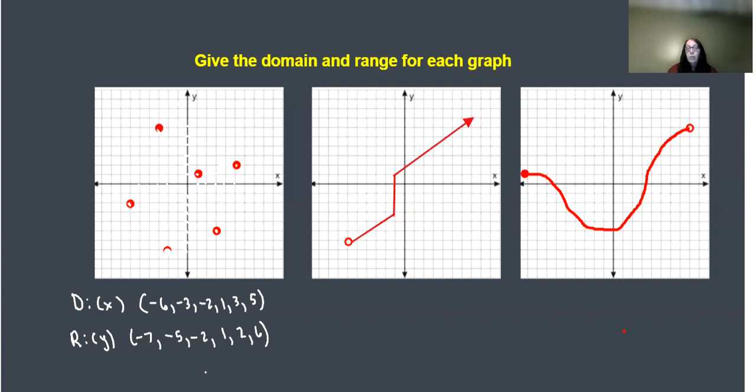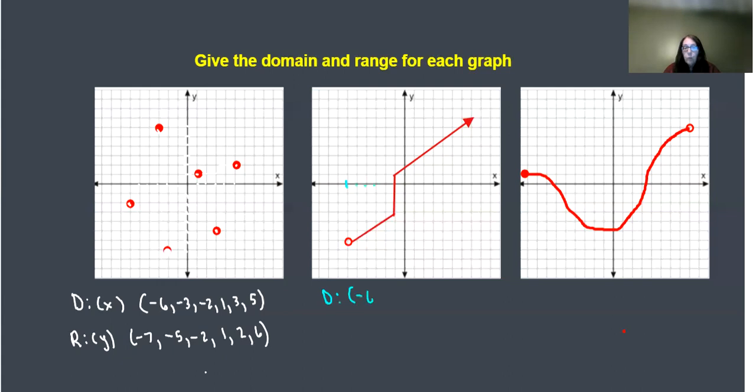All right, let's look at the domain and range for the next one. So we'll start with domain. How far over does it go? So the domain, we're looking at the x values. So the farthest point over is right here, and then it goes on forever in the other direction. So my domain is from 1, 2, 3, 4, 5, 6, -6.